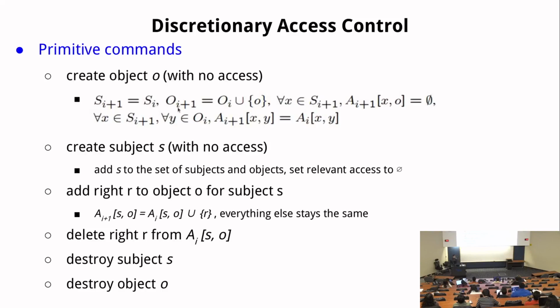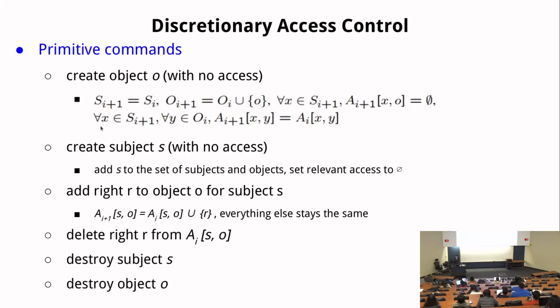However, we introduce a new object, which means the new object set, O_(i+1), will be the old one with the addition of the new one. Then for all subjects, for any x in the subject set, the access permission for x to access that object will be empty. So there's no permission to do that, right? This is how we formally represent this.